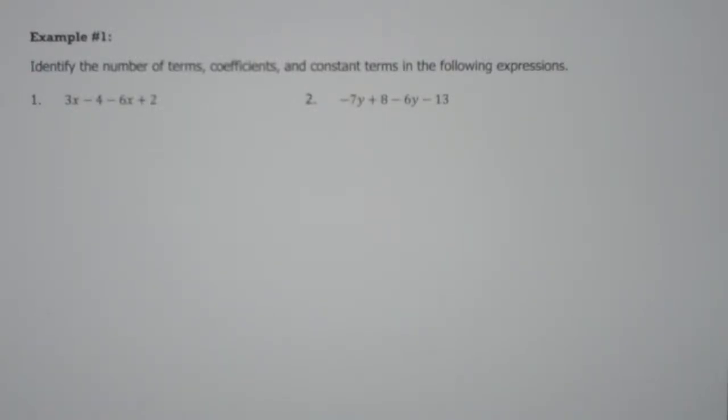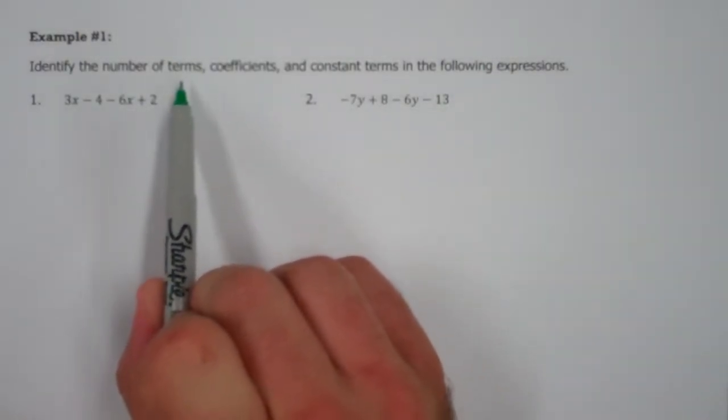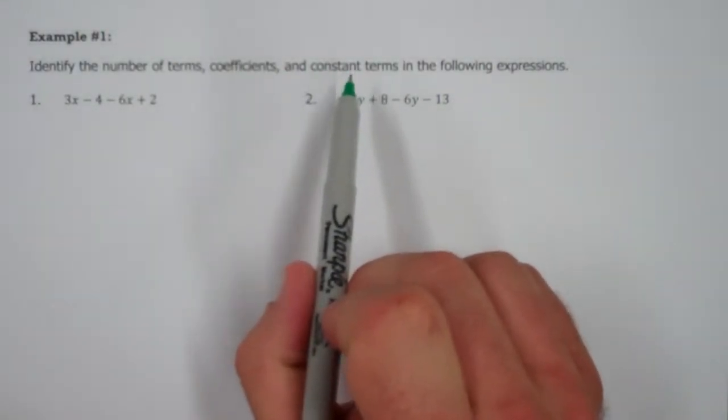In example 1, we're asked to identify the number of terms, coefficients, and constant terms in the following expressions. There's a couple different ways to do these, but let's just do this the first way here that I'm thinking, and that is to take the original expression and then we'll write down the number of terms, coefficients, and constants.